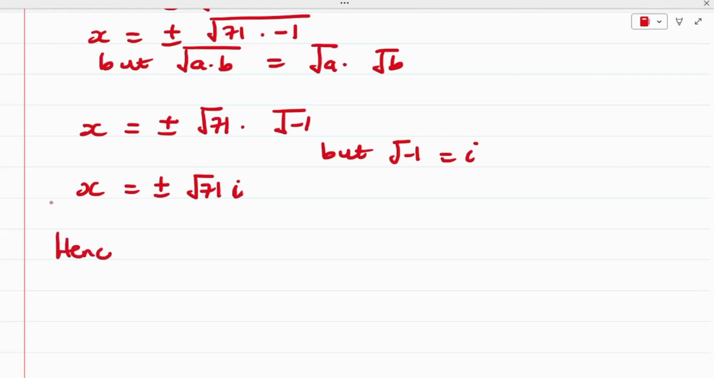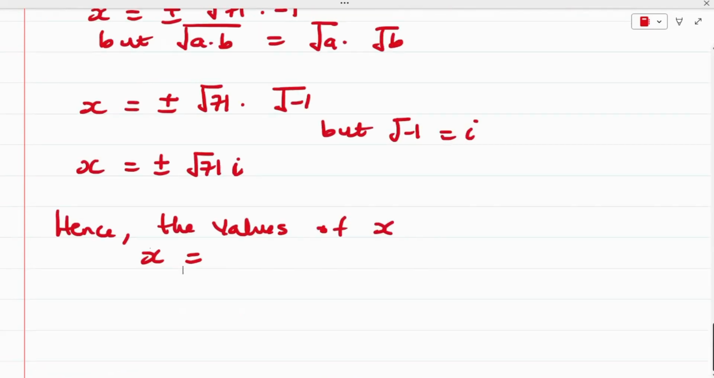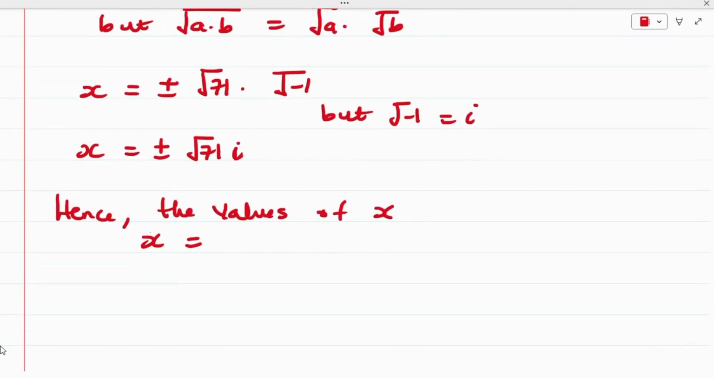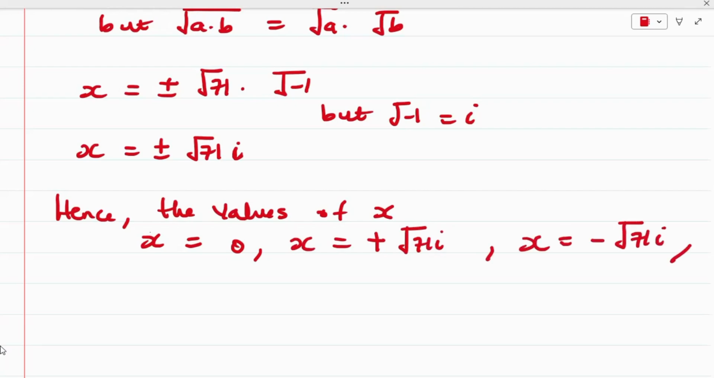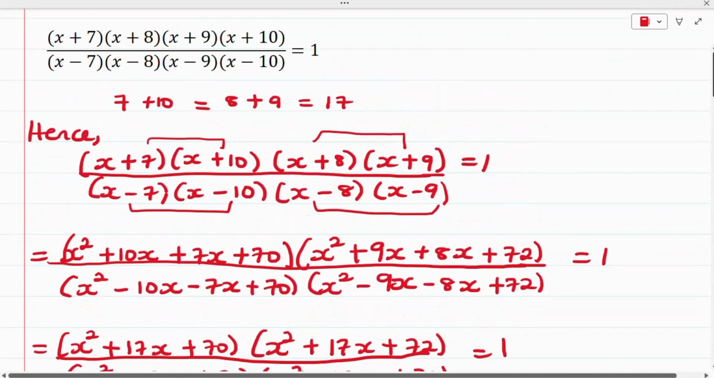Hence, we have all the values of x. If we go back, we have that x is equal to 0, so that is the first value of x. Then x is equal to plus the square root of 71i, and x is equal to minus the square root of 71i, and these are the values of x. So guys, we have been able to solve this question and find the values of x.